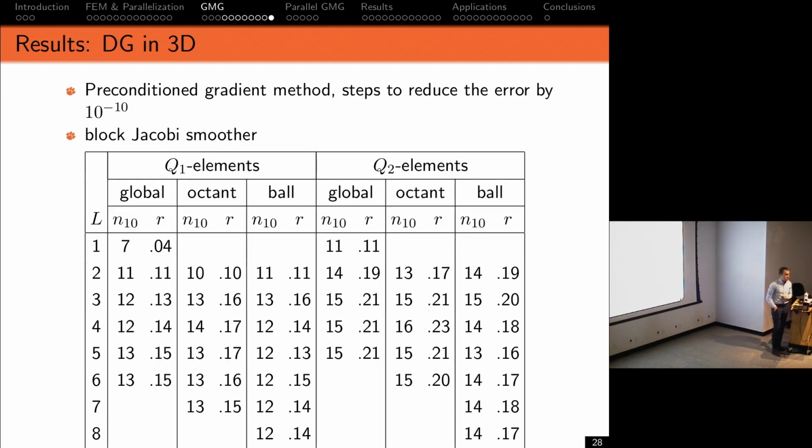That also works for discontinuous Galerkin methods. Here the iteration numbers are a little bit higher, but you still see it's like 14, 15. Doesn't matter. Polynomial degree works and refinement works. Yeah?